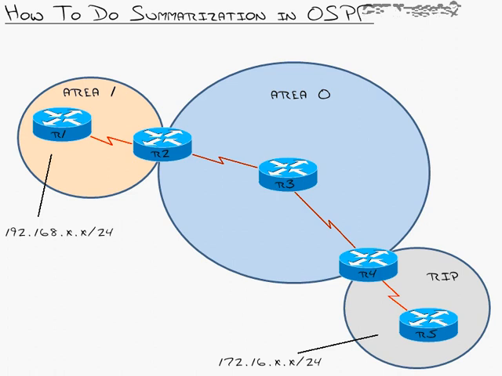Now let's move into how to do summarization in OSPF. You can see the same basic network setup on the screen. Backbone in the middle, RIP domain on the right, area 1 on the left. Router 2 is acting as the area border router.